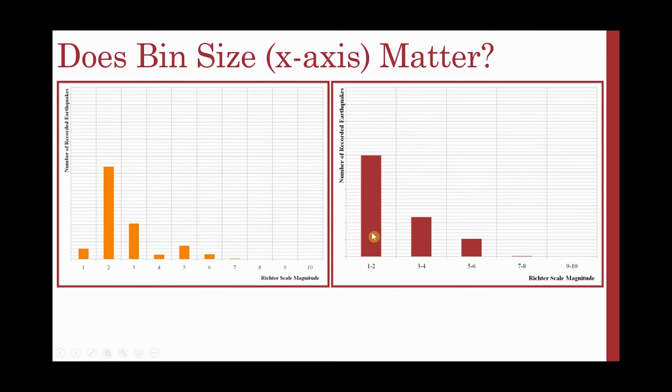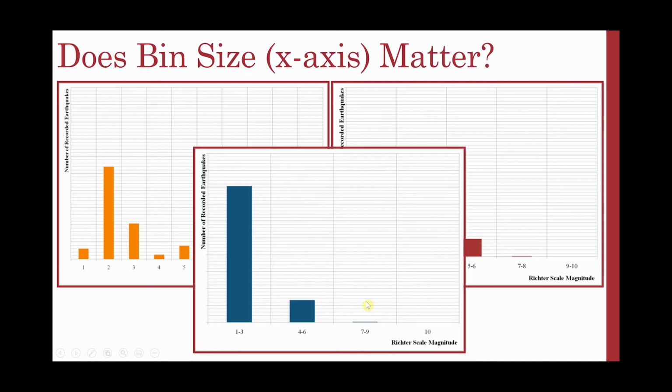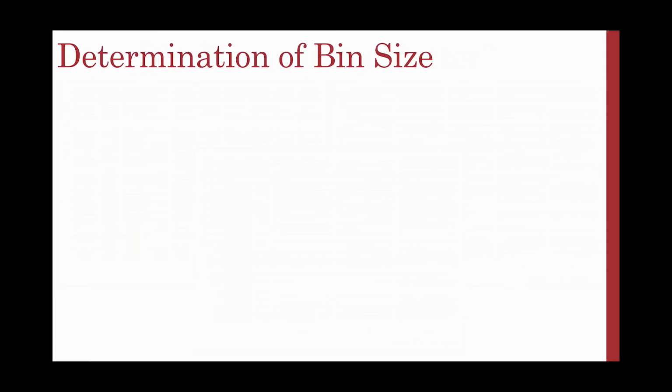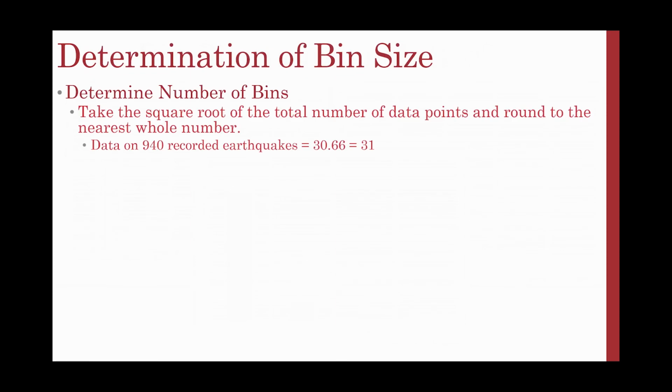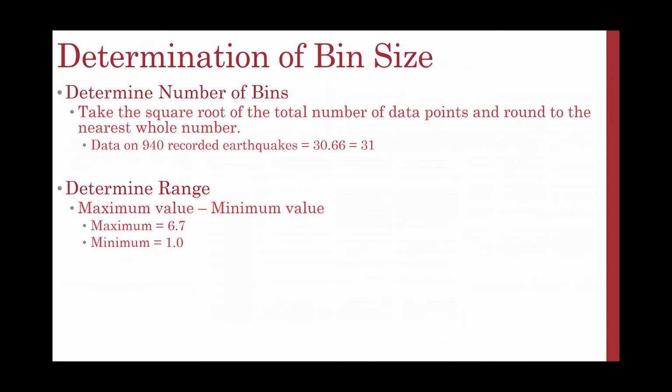In the second graph, the fact that most of the earthquakes are magnitudes 2 or 3 gets lost in the graph. If I do an even different bin, say I do 1 to 3, you're going to get another completely different graph. So it's all about how you want to represent your data. So how do you determine your bin size? To determine the number of bins, you take the square root of the total number of data points and round it to the nearest whole number. So if I have 940 recorded earthquakes, the square root of that is 30.66, so I need 31 bins.